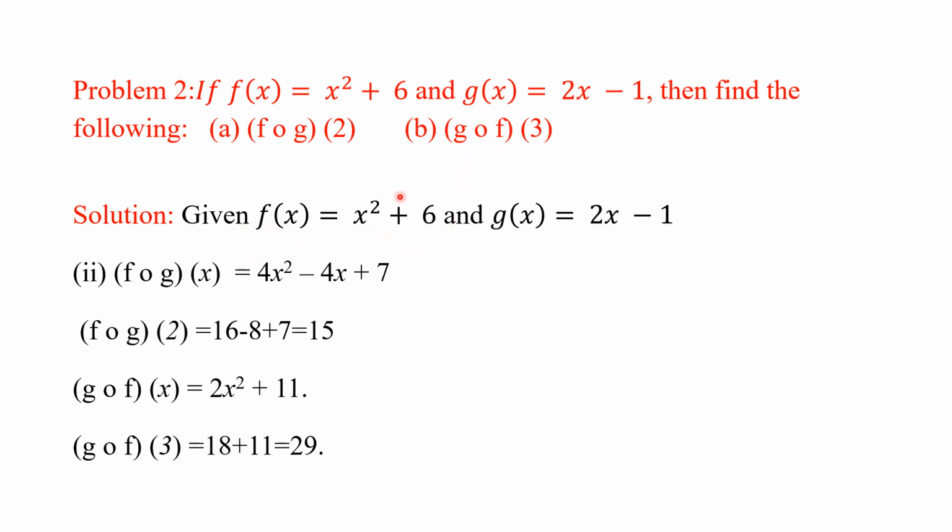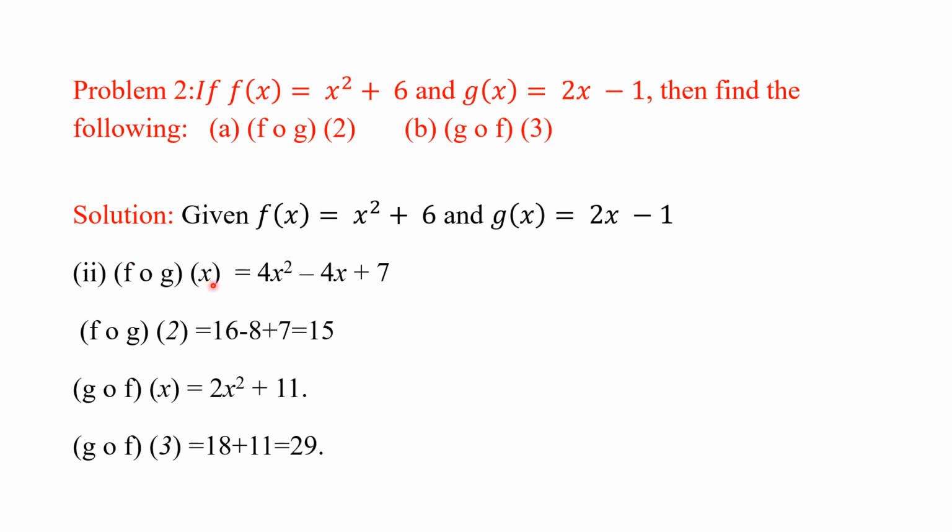Solution: given f of x is equal to x square plus 6 and g of x is equal to 2x minus 1. Moving on to the first subdivision, it's going to be f composition g of x. How is f composition g of x defined? It's defined as f of g of x.